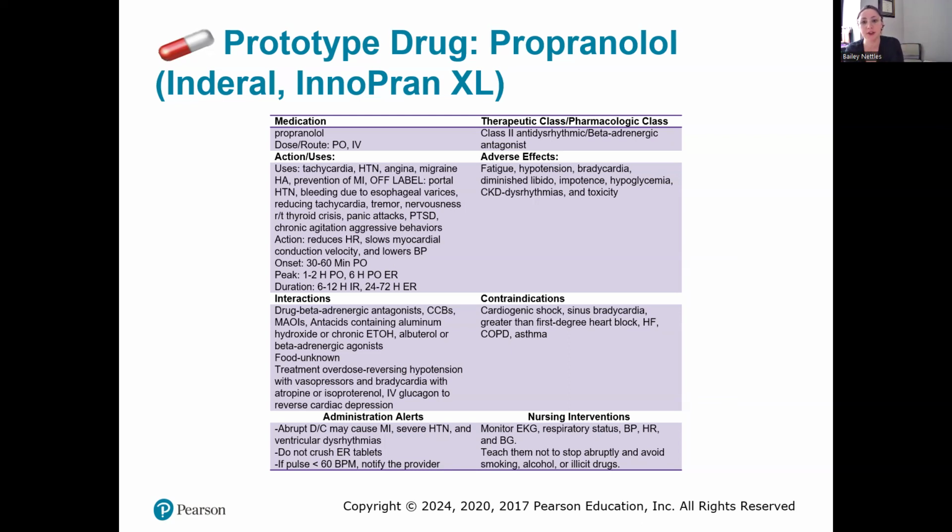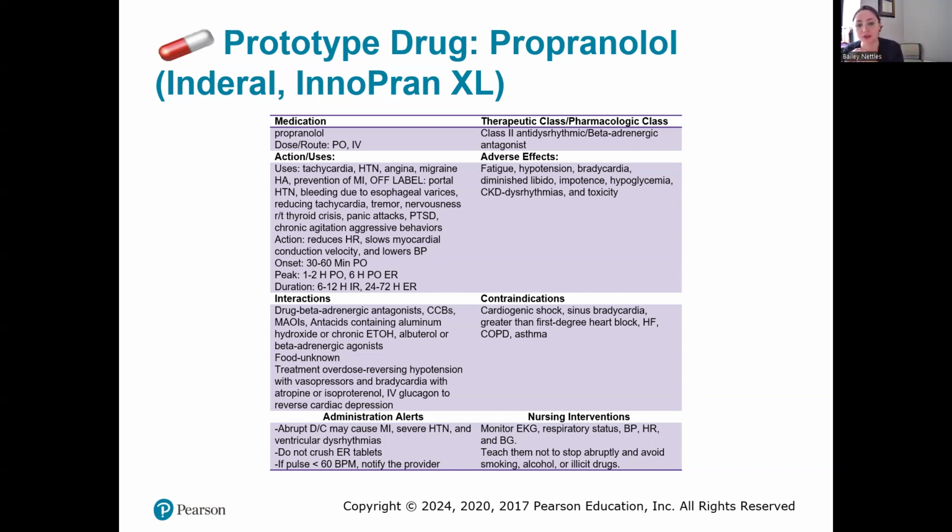All right, if you're in cardiogenic shock, you don't get beta blockers. If you're already sinus brady, you don't get beta blockers. If you have greater than a first-degree heart block, which is a type of dysrhythmia, and usually it means your heart's not beating very fast, so once again, you're not getting a beta blocker. If you have heart failure, COPD, or asthma as well, because of the possible beta 2.